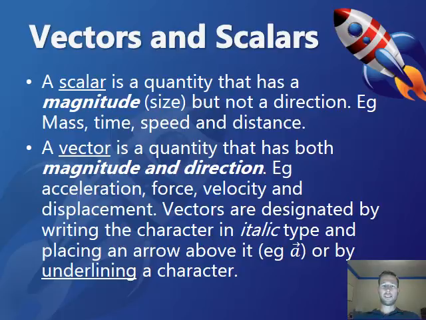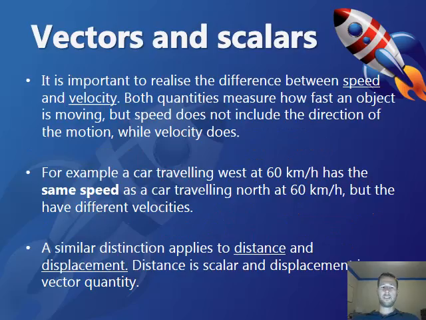Vectors are typically designated by writing them with an italic type character or placing an arrow above the letter which denotes the variable. It is important to realize the difference between vectors and scalars, and an example I will use is speed and velocity. Both quantities measure how fast an object is moving, but speed does not include the direction of the motion, whereas velocity does, being a vector quantity.